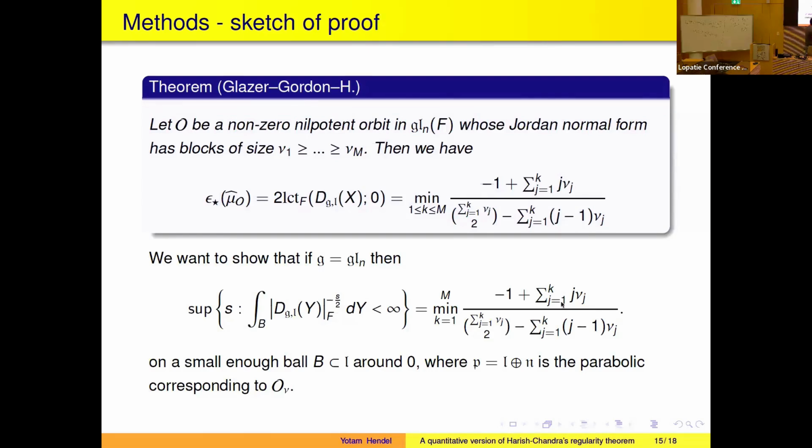So recall that we are in this position of the algebra being GLN. We'll not use it until the very last step. And we know that by the first theorem that I've mentioned, we know this first inequality by the first theorem I mentioned. This mu hat equals twice the F-log canonical threshold of this relative Weil discriminant.